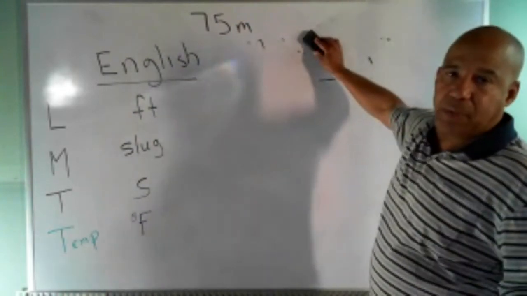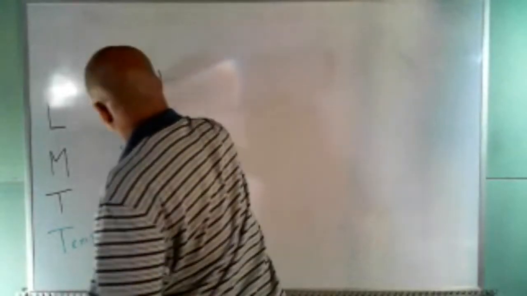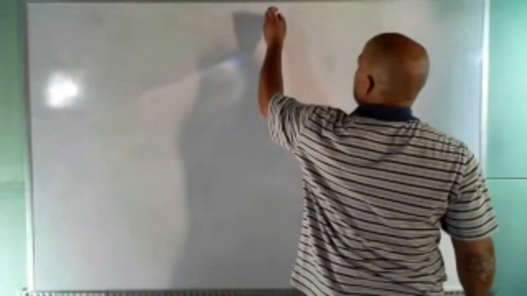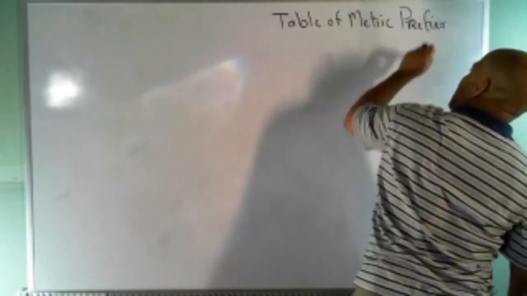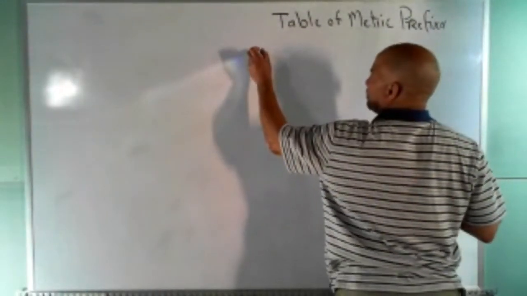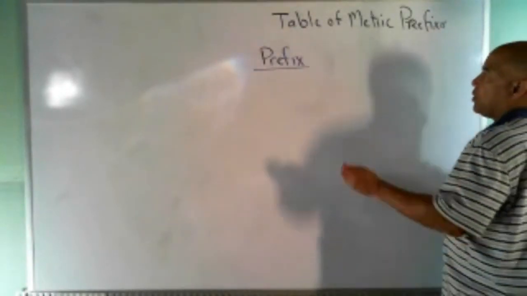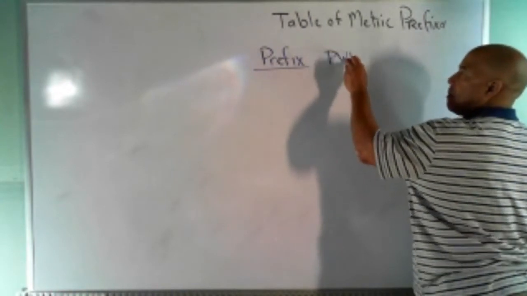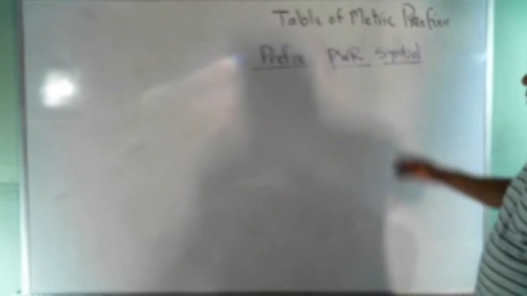Now I don't really like having you guys memorize a lot of stuff. I think what you really want to do is understand it, not memorize it. If you understand it, then you don't need to memorize it. But you probably need to memorize this if you don't already know it. I'm going to give you this table. This is called the Table of Metric Prefixes. In this table, what's in the table is the prefix, there's a power of 10, and then there's a symbol. And you gotta know all three of these for a certain number of prefixes.